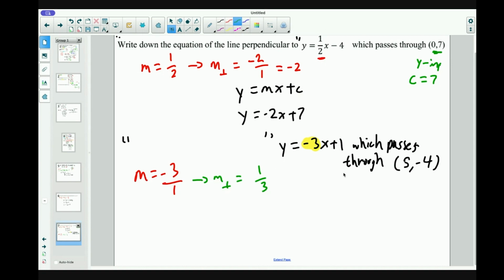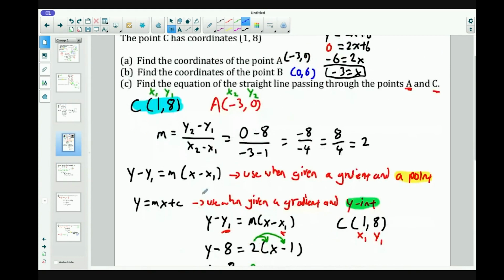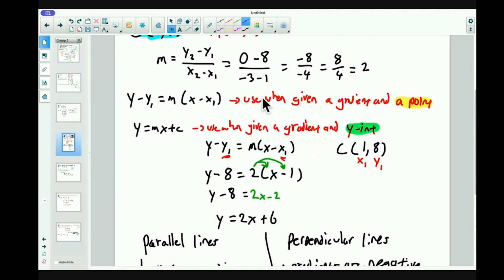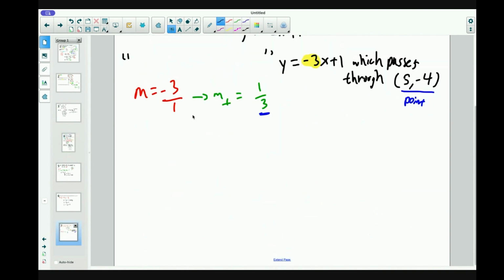Okay. Second thing that we're going to take note of is the fact that this point that we're given is just some sort of point. We have our gradient. So remember a couple pages back, we said that we want to use this first one when we're given a gradient and the point, and the second one when we're given a gradient and a y-intercept. This is one of those times where we're going to use that first format. So just to write it down again, y minus y1 is equal to m times x minus x1.